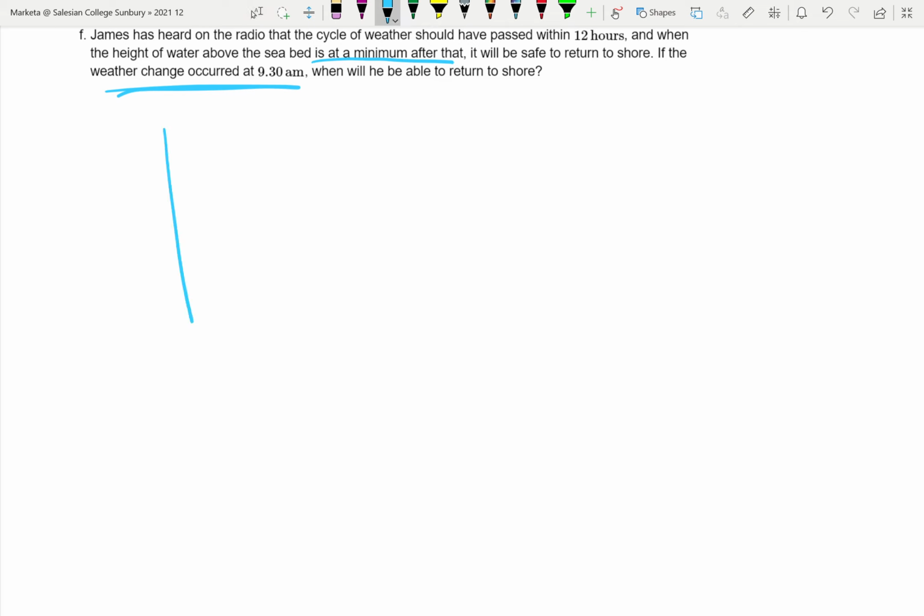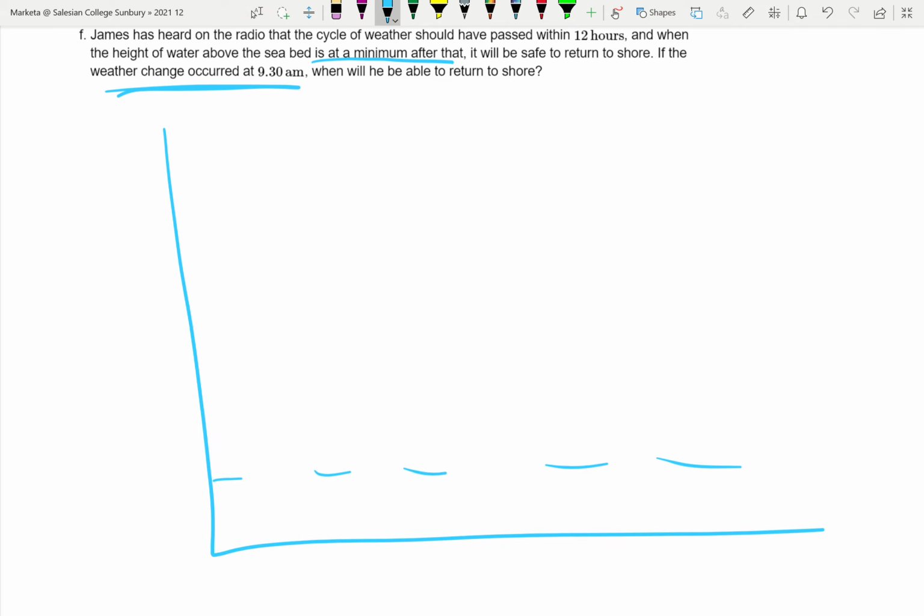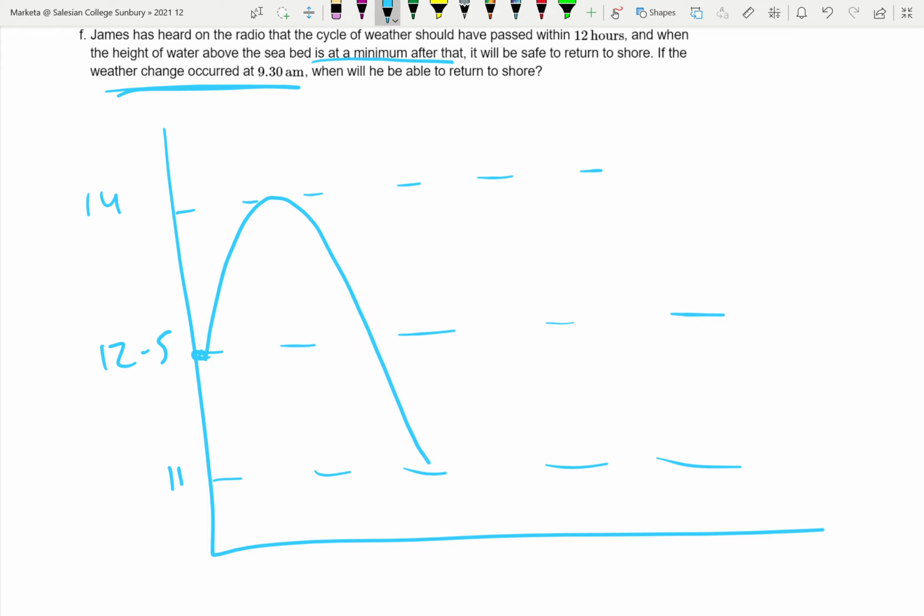So I'm just going to draw that one more time. So we have 11, 12.5, and 14, sine graph. So it says that the weather is going to pass within 12 hours. We know that the period of this is 24. So that means that here is 12. So we're looking at when the water is going to be a minimum again. It's going to be a minimum here.